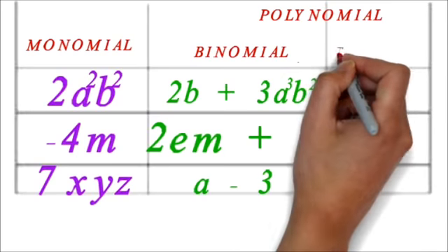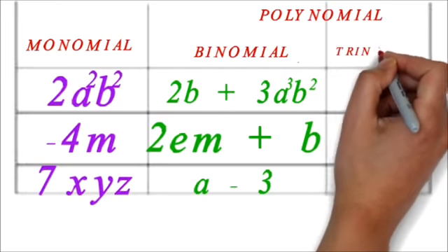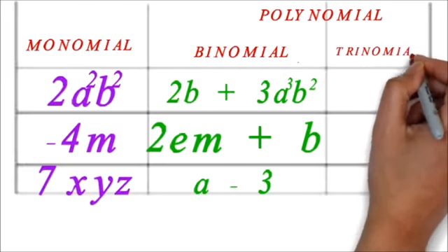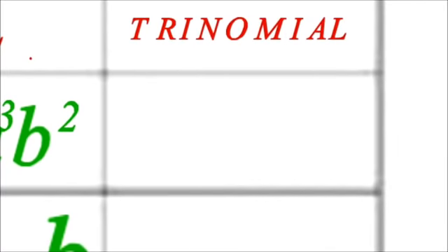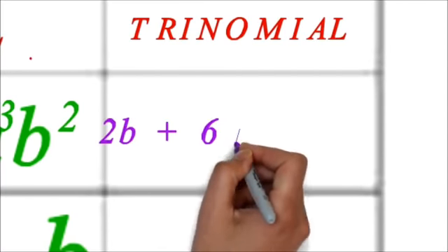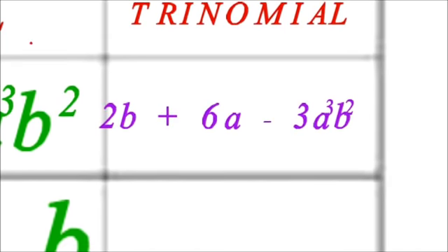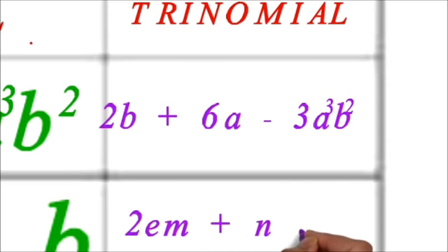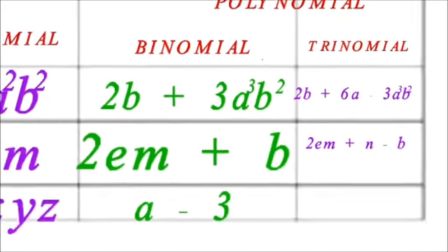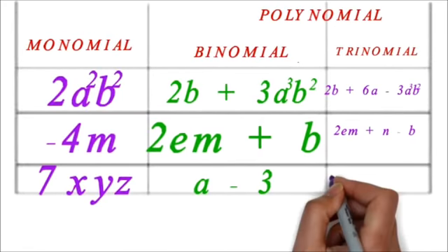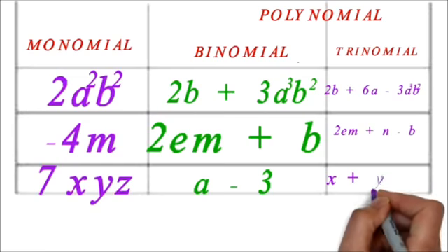Now we look at trinomials. A polynomial of three terms is a trinomial. Example: 2b plus 6a minus 3a cubed b squared. Here, we have three terms, and therefore, it is a trinomial. 2m plus n minus b is also a trinomial, and x plus y plus z is a trinomial.